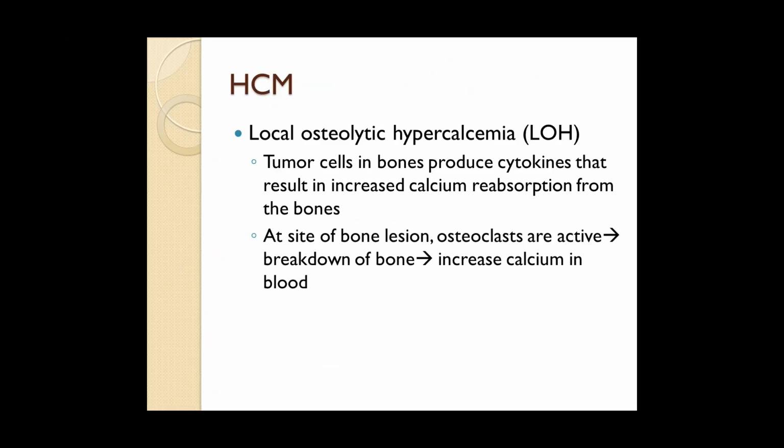The second mechanism of action of hypercalcemia of malignancy is local osteolytic hypercalcemia, or LOH. In this situation, tumor cells in the bones produce cytokines that result in increased calcium reabsorption from the bones. This occurs at the site of a bone lesion or in patients who have bone metastases, where osteoclasts are most active, resulting in breakdown of the bone and a subsequent increase in calcium in the blood.